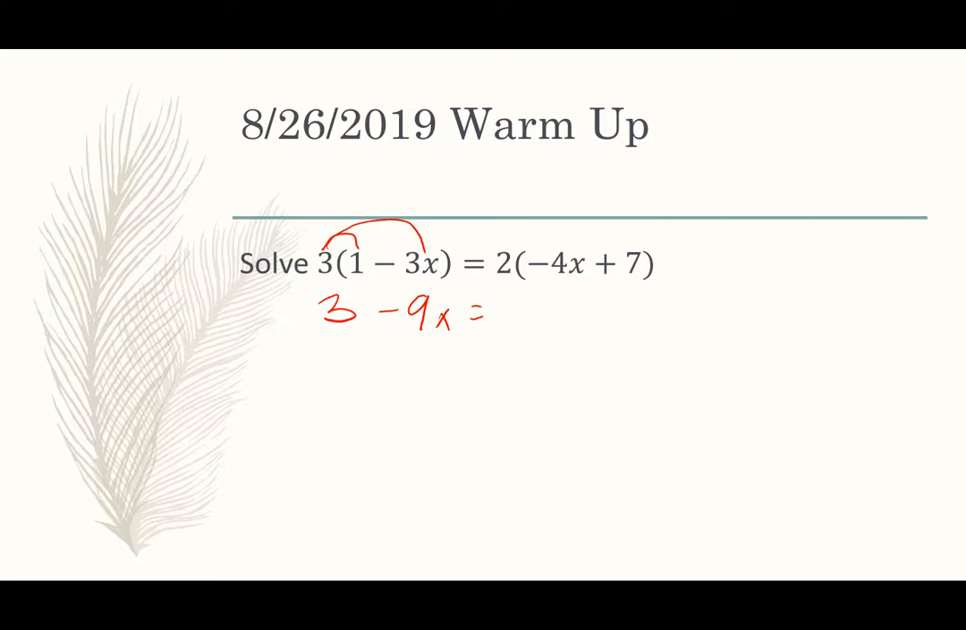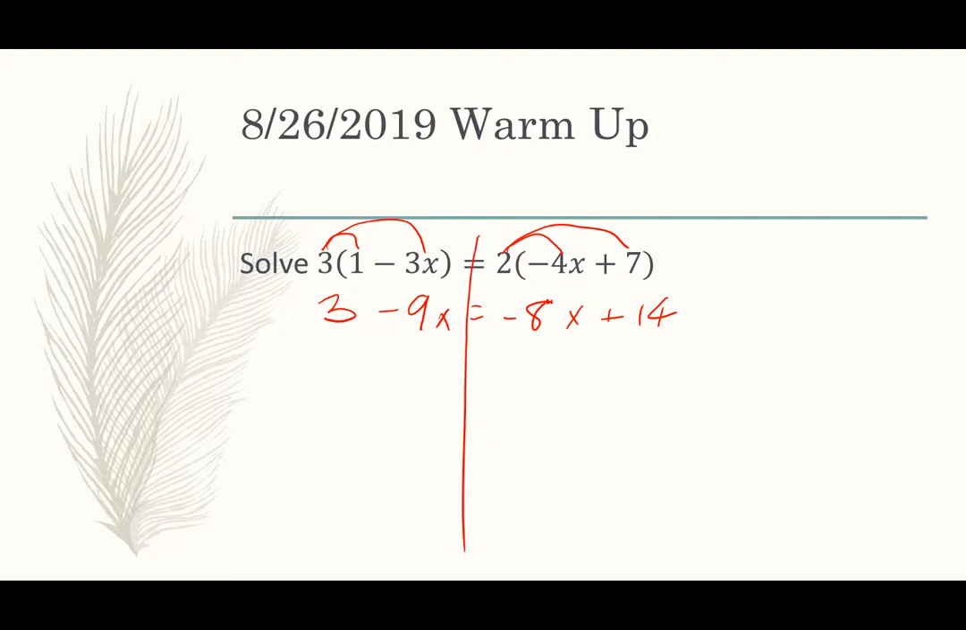So very similarly, we have the 2 being multiplied to both of these terms. So we're going to multiply 2 to both those terms. 2 times negative 4x will make negative 8x, and 2 times 7 makes 14. Positive 14, so plus 14. Let me fix my 8. Okay, that's fine. All right.